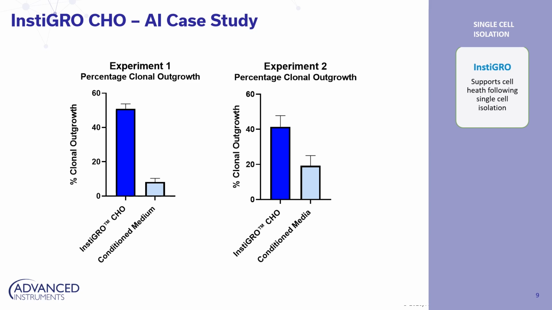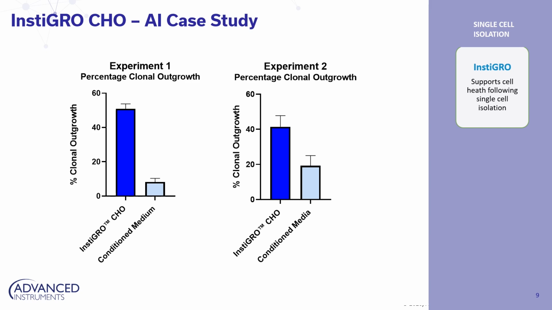For those of you who aren't familiar with conditioned medium, this is a technique which involves harvesting medium from a bulk culture of cells and using it to supplement outgrowth media so that cells are tricked into thinking that they aren't in a well on their own. Whilst this technique may improve levels of clonal outgrowth, these improvements are often minimal and are very much dependent on the health of the bulk culture which has been harvested from.